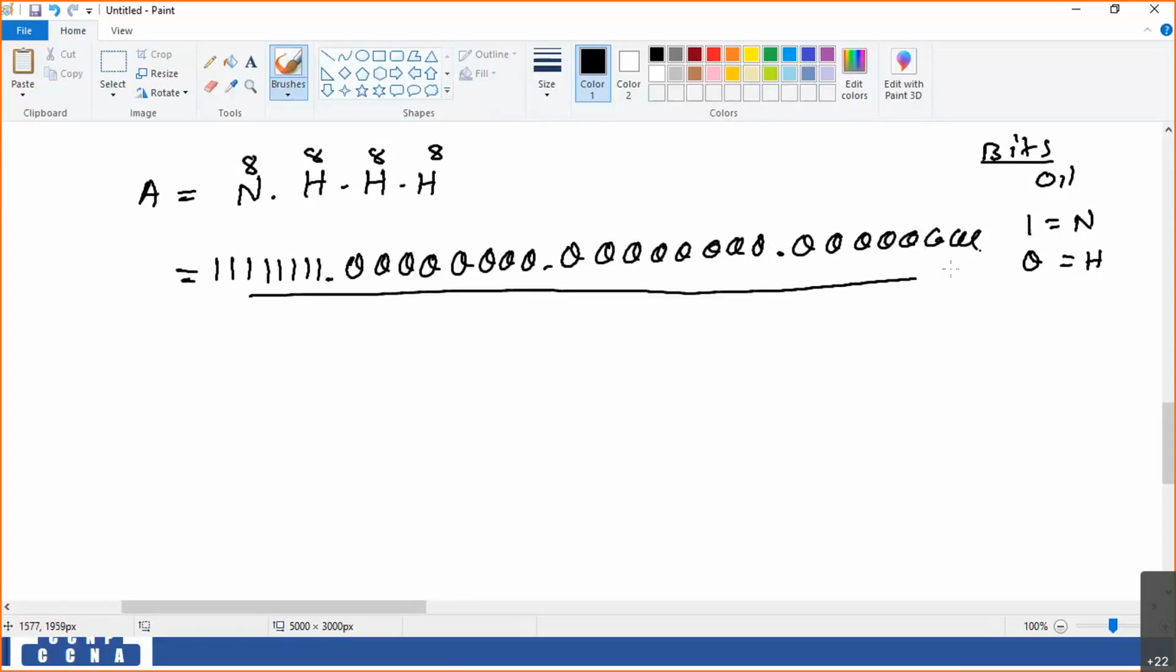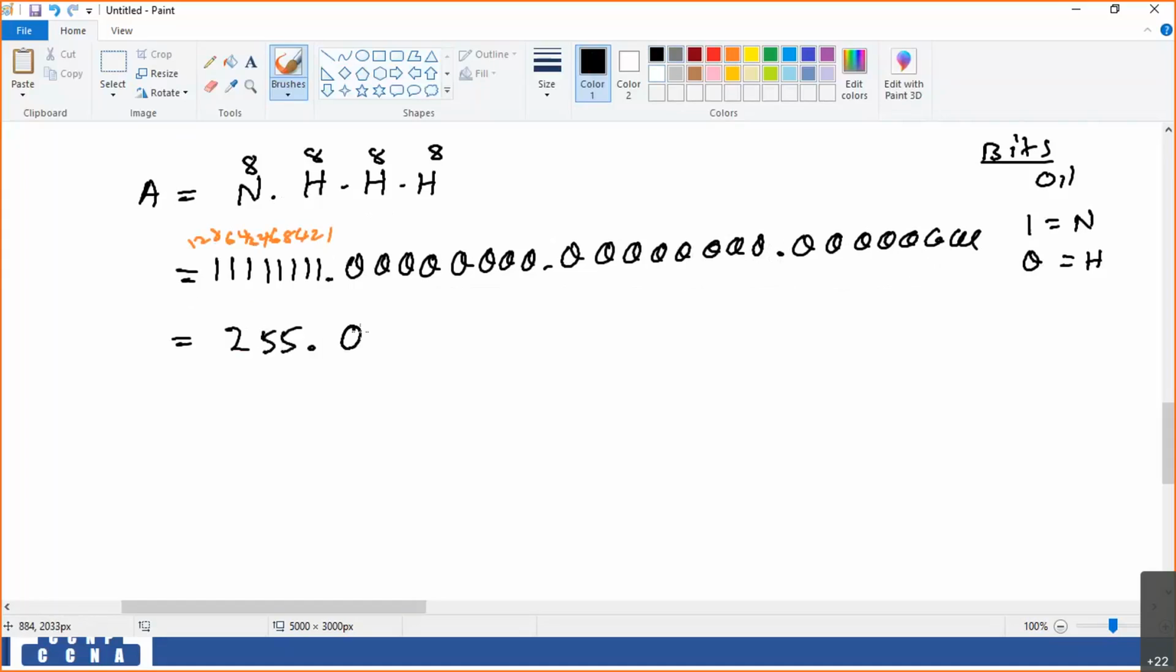Is this binary language or decimal language? Binary. Convert into decimal: 128, 64, 32, 16, 8, 4, 2, 1. If you total it, what is the value? 255. So 255.0.0.0. This we call the subnet mask.